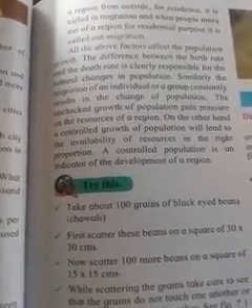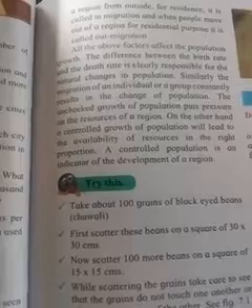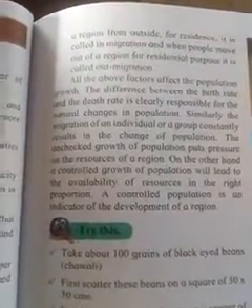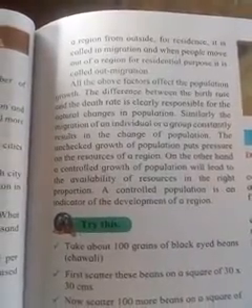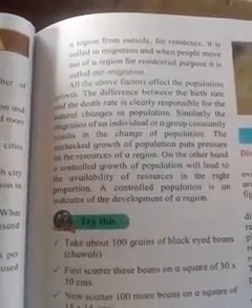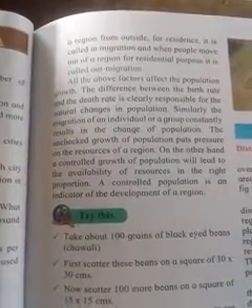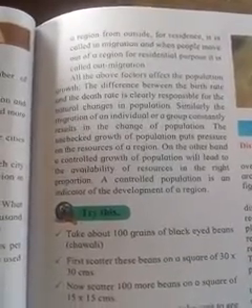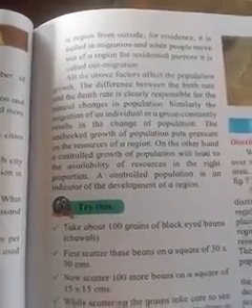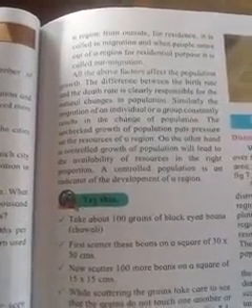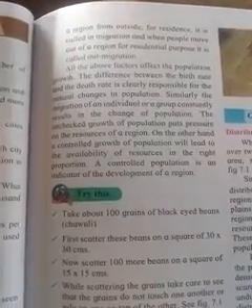Similarly, the migration of individuals or groups constantly results in changes in the population. The unchecked growth of population puts pressure on the resources of a region. On the other hand, the controlled growth of population leads to the availability of resources for the right population. A controlled population is an indicator of the development of a region.